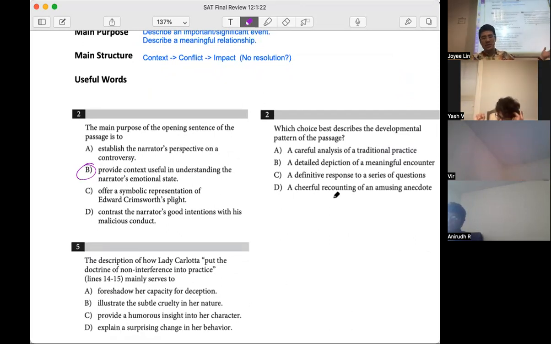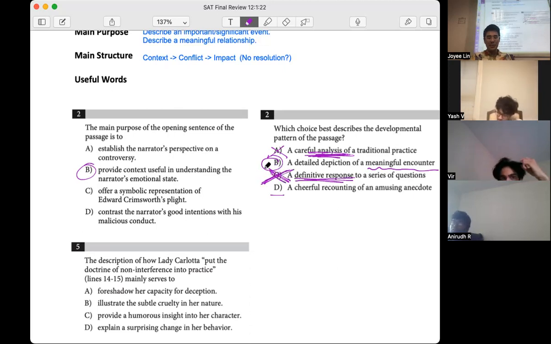What about number 2? What's the developmental pattern of the passage? Meaningful encounter. Could be D. What's the bad word in A? Analysis. We don't analyze on the SAT. There's no room for analysis. We only have 300 words. A definitive response, again, we don't like that either. Nobody has that kind of thing unless you're some sort of supernatural being.